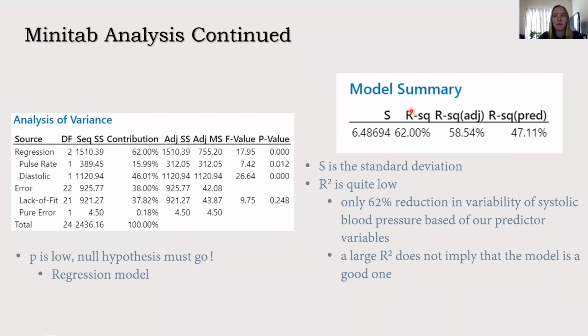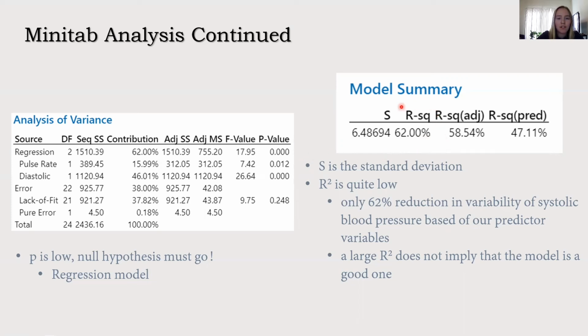So if we go ahead and look at our model summary, we can see the standard deviation, S, is about 6.49. And then if we look at our R squared, we have 62%. Now R squared does seem quite low. However, a low R squared does not imply that the model is good or bad. We have to take into account other variables and look at the other outputs we're getting from Minitab. We already saw that the p-values outputted by Minitab show that the regression model is viable. So we can't just say that because the R-squared value is low, this is not a good fit.